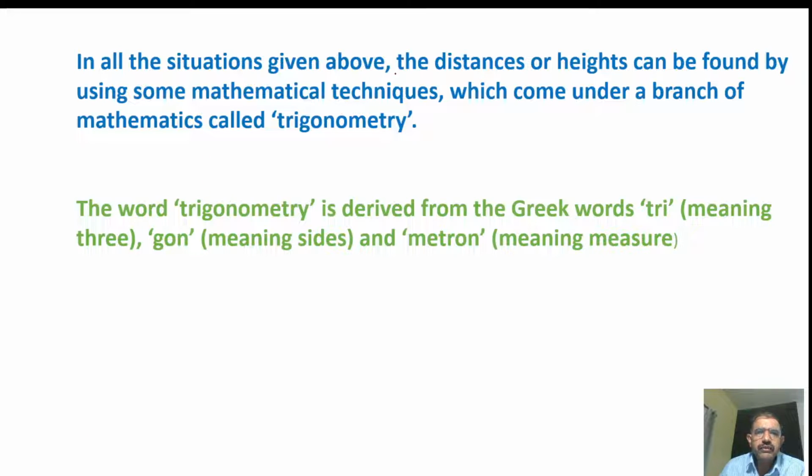In all the situations given above, the distances or heights can be found by using some mathematical techniques. We have seen that these techniques come under a branch of mathematics called trigonometry. The word trigonometry is derived from the Greek words tri, meaning three, gon, meaning sides, and metron, meaning measure.